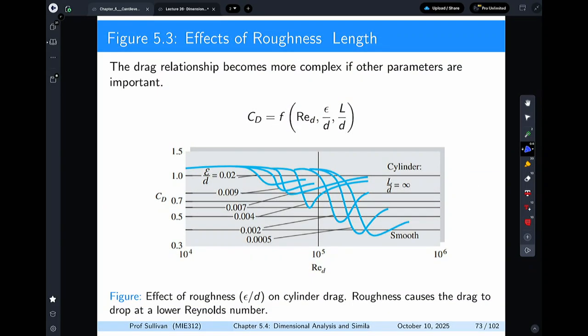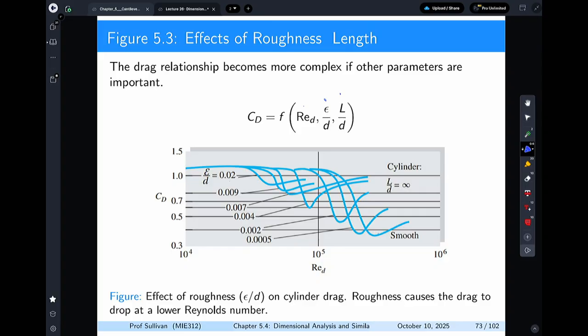So if you have a drag relationship, you can get more complex conditions when you start to look at, say, Reynolds number, roughness, length over diameter. And one of the things that you'll see in Chapter 7 is the effect of roughness on flow past a cylinder. So here, for example, is roughness that's measured as 0.02. And epsilon over D, where D is the diameter of the cylinder, and epsilon is the height of the roughness. And you can see that it's very rough initially, and then it gets less rough, and hits smooth.